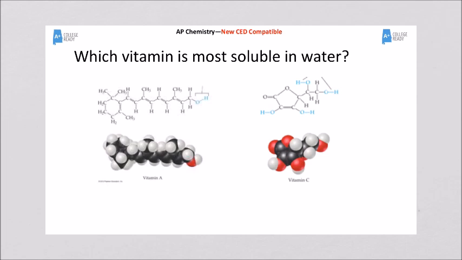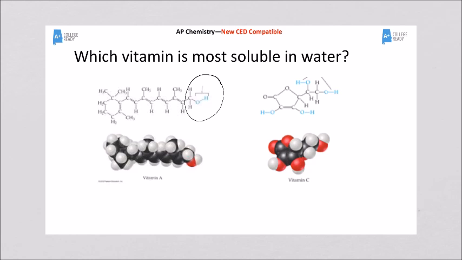This question: which vitamin is most soluble in water? An AP question would say, explain your reasoning or explain your answer. So notice vitamin A has this long carbon chain of hydrogens, and then at the end we do see that OH attachment, which we've talked about as a site of hydrogen bonding.